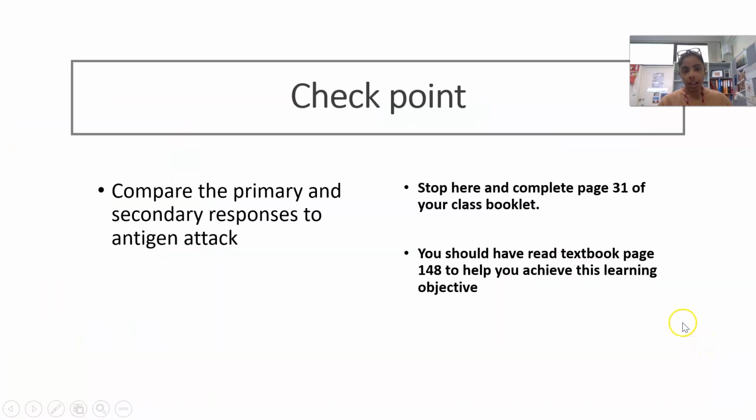Okay, so this checkpoint refers to the learning objective that asks you to compare the primary and secondary immune response in attacking an antigen. Please stop the video here and complete page 31 of your class booklet. If you haven't already done so, please do the pre-reading, page 148, to help you understand and write a full answer for this learning objective.